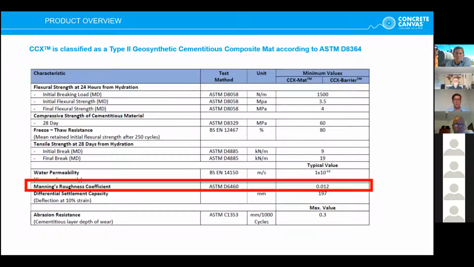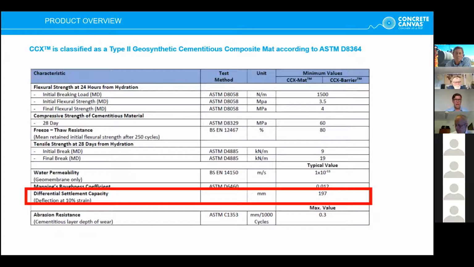Thirdly, the Manning's roughness coefficient of CCX is equivalent to a floated concrete finish, ensuring that the capacity and throughput of a canal can be optimized and made as efficient as possible. And fourthly, a rather unique characteristic of CCX is its differential settlement capacity. Being a relatively thin element gives CCX the ability to flex and conform to changes in subgrade conditions caused by chemical or seasonal changes.